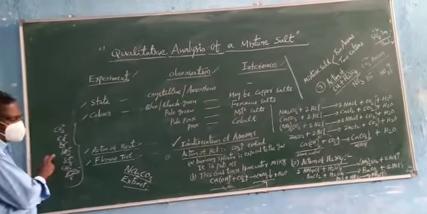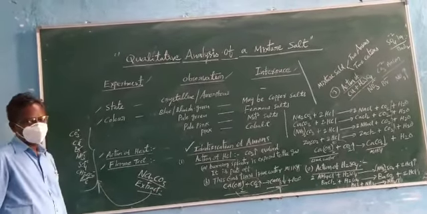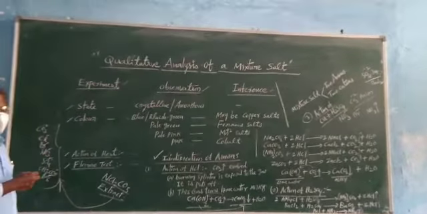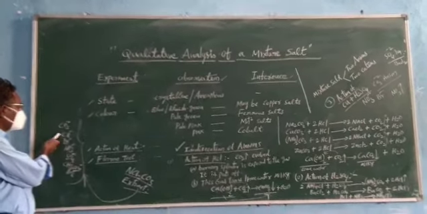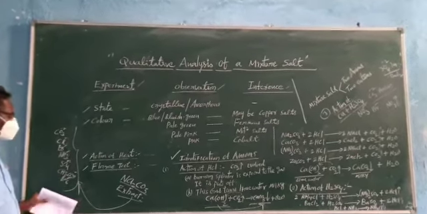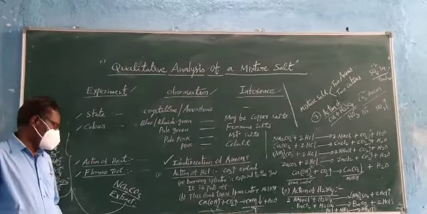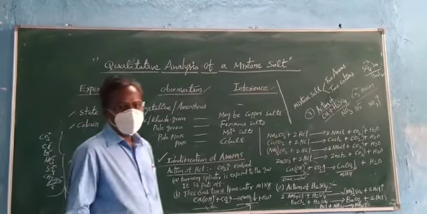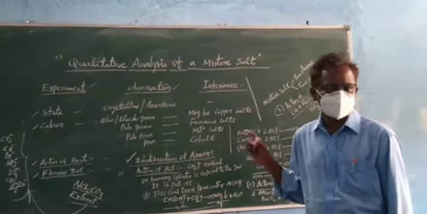We have to do the confirmatory test by using sodium carbonate extract. By using sodium carbonate extract, we do the confirmatory test for these ions: carbonate, chloride, bromide, nitrate, sulfate, acetate and borate. These are some of the anions present in the given mixture salt. So first we have to identify the anions present in the given mixture salt.